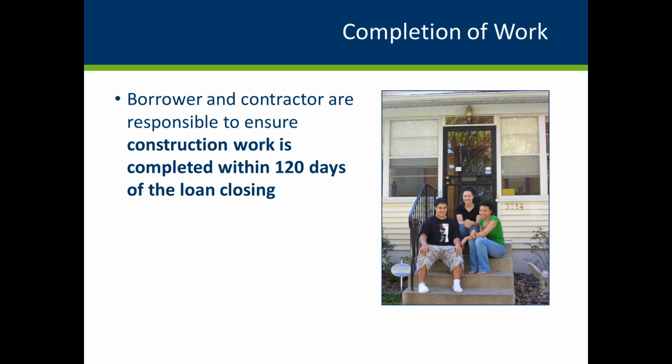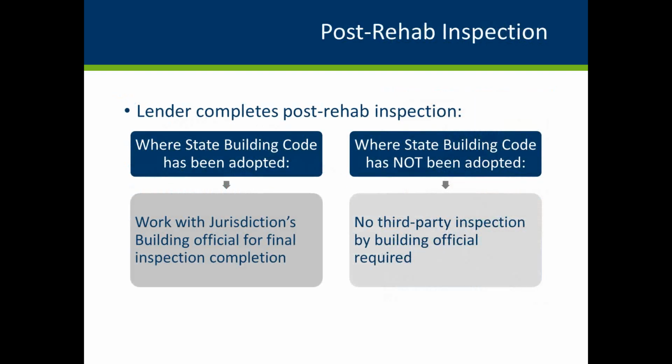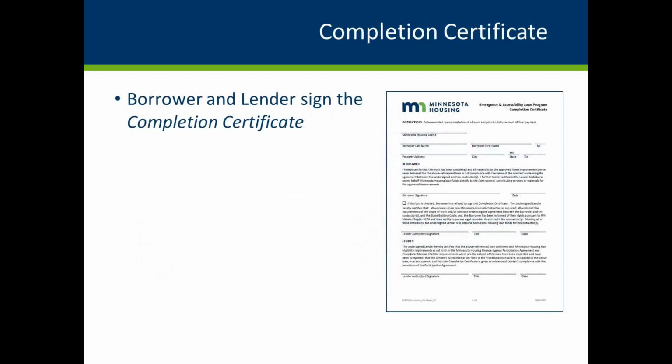The borrower and the contractor are responsible for ensuring that construction is completed within 120 days of the loan closing. Extensions must be approved by Minnesota Housing on a case-by-case basis. The lender should complete a post-rehab inspection, working with the jurisdiction's building official for final inspection completed when needed. Also obtain a lead clearance report if applicable. Once the work is completed, execute the completion certificate signed by you, the lender, and the borrower.